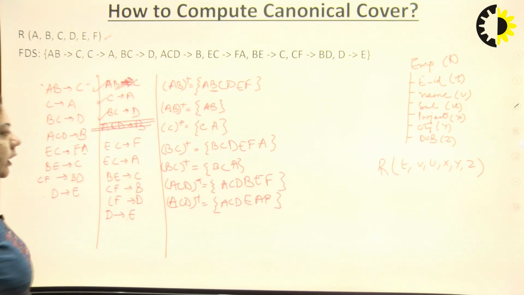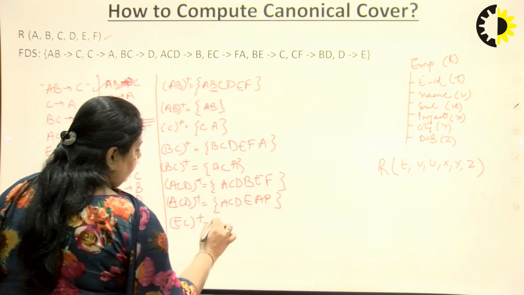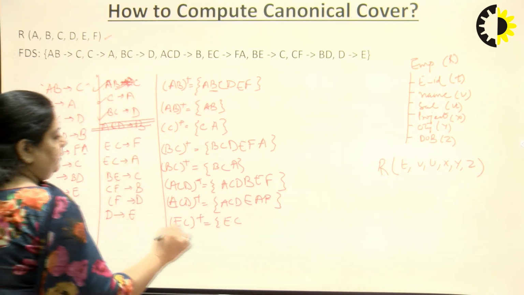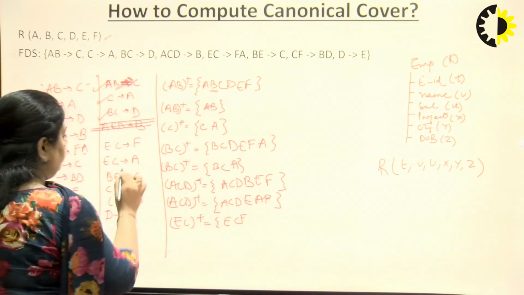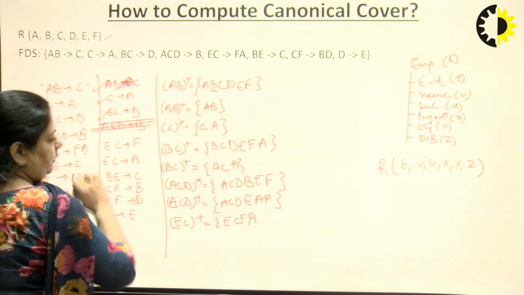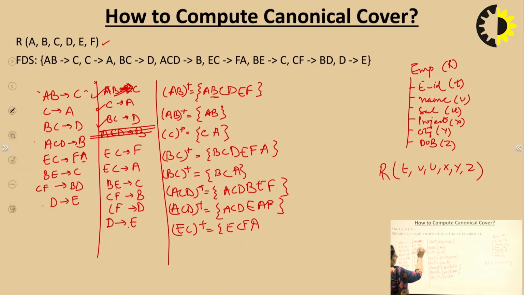Now check the other one. EC. From EC we are finding out EC here. From EC we can find out F. From EC we can find out A. Now from C we can find out A. Now from AB we can compute C. It is already here. Now from CF we can find B. From CF we can find out D. So all the attributes are here.